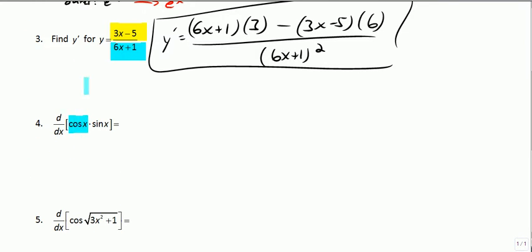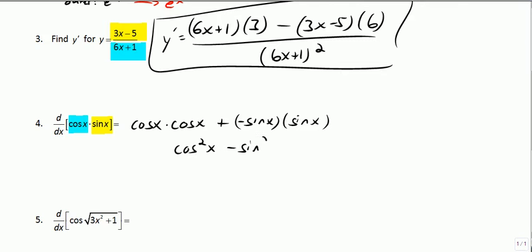Next one, you got product rule. Blue times yellow. So leave the first one, do the derivative of the second one, plus derivative of the first one, and leave the second one alone. So cosine squared x minus sine squared x. So I left the first one, did the derivative of the yellow, did the derivative of the first one, left the second one.